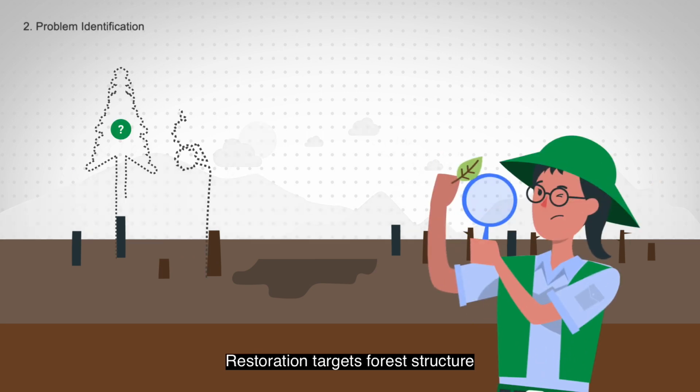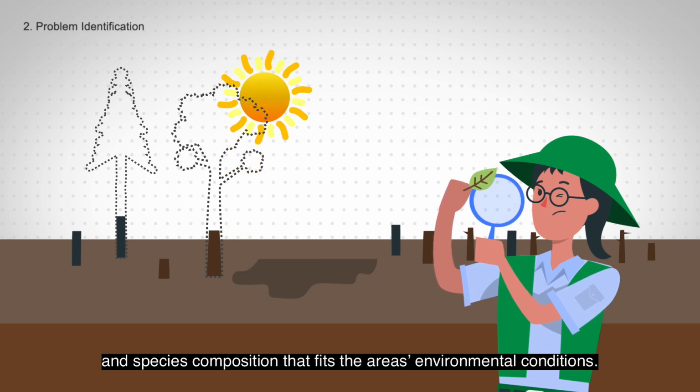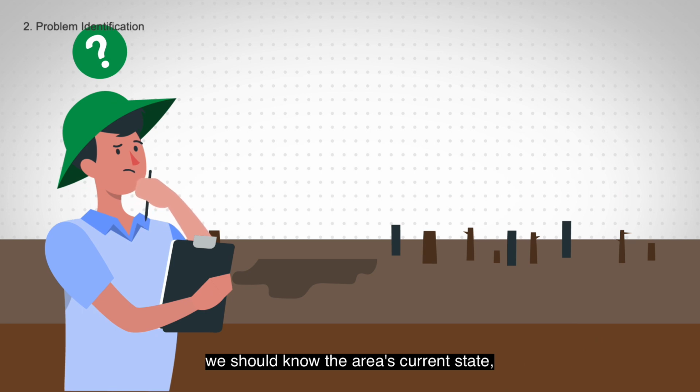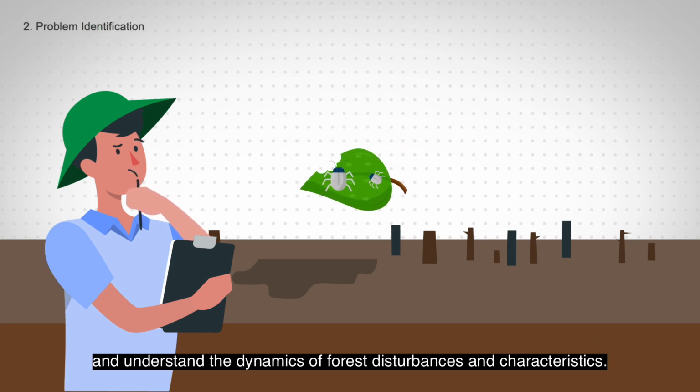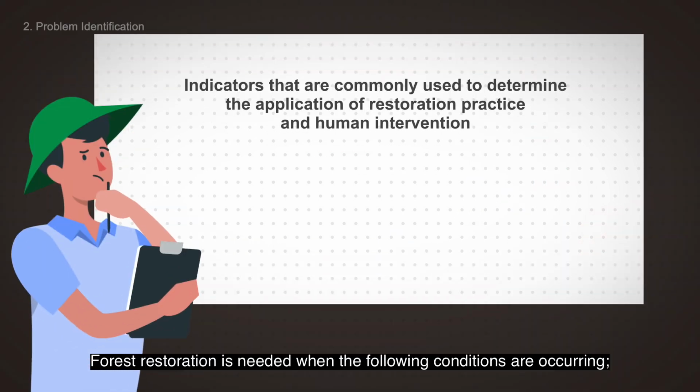Restoration targets forest structure and species composition that fits the area's environmental conditions. To identify the problem, we should know the area's current state and understand the dynamics of forest disturbances and characteristics. Forest restoration is needed when the following conditions are occurring.